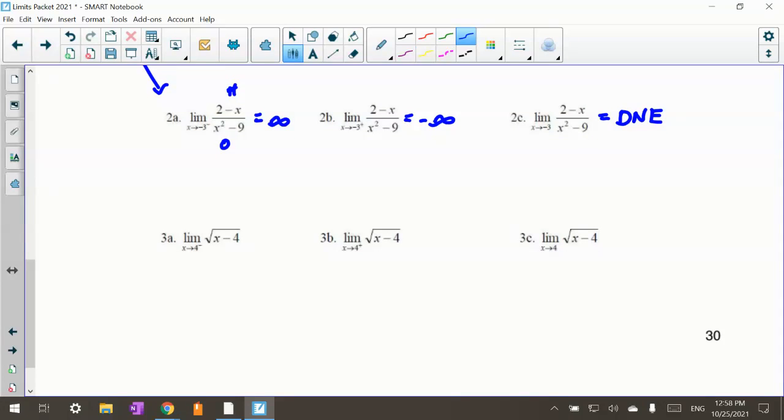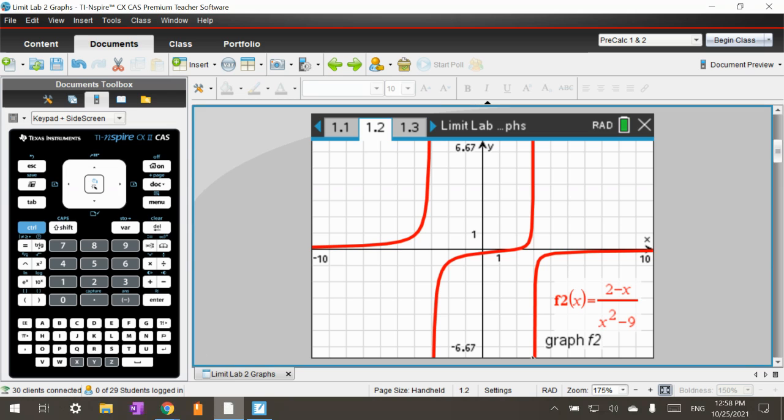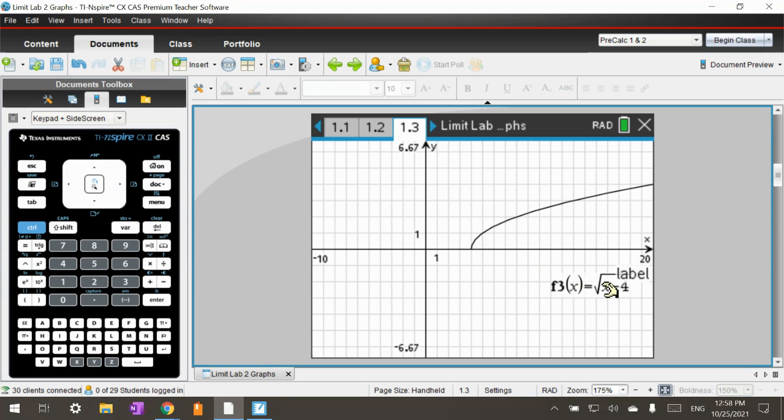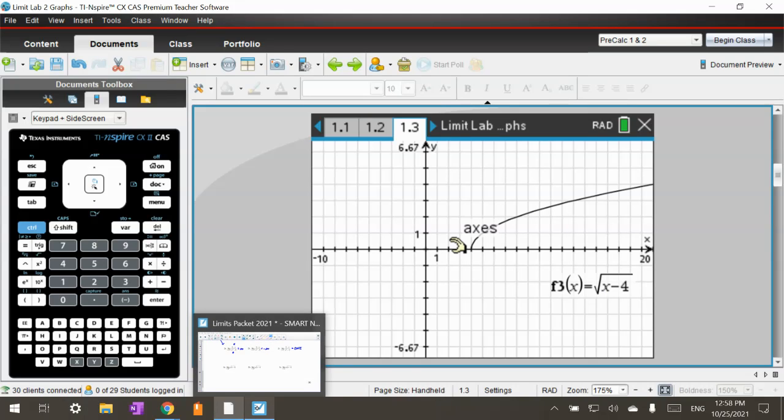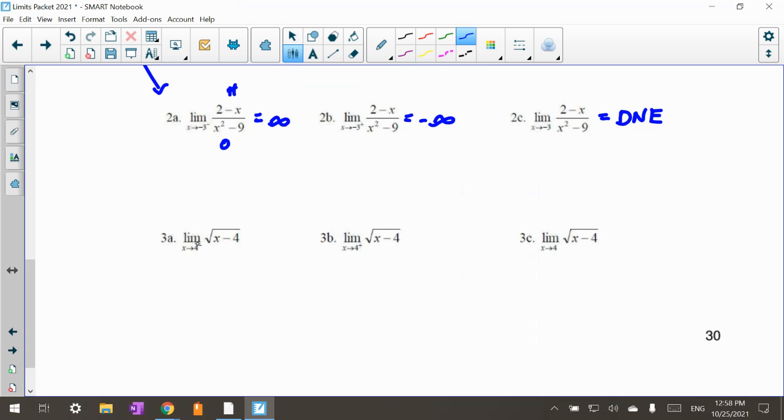All right, the next one is a radical, and it's a square root. Remember, square roots can only be 0 or anything positive. So I graphed this one, and here's the radical x minus 4. It looks like from 4 on, this graph exists. It doesn't exist over here. Now this is not a vertical asymptote, it's not a rational function, it's just a regular radical. If I approach 4 from the left, my graph doesn't exist. If I approach it from the right, it looks like it approaches 0.